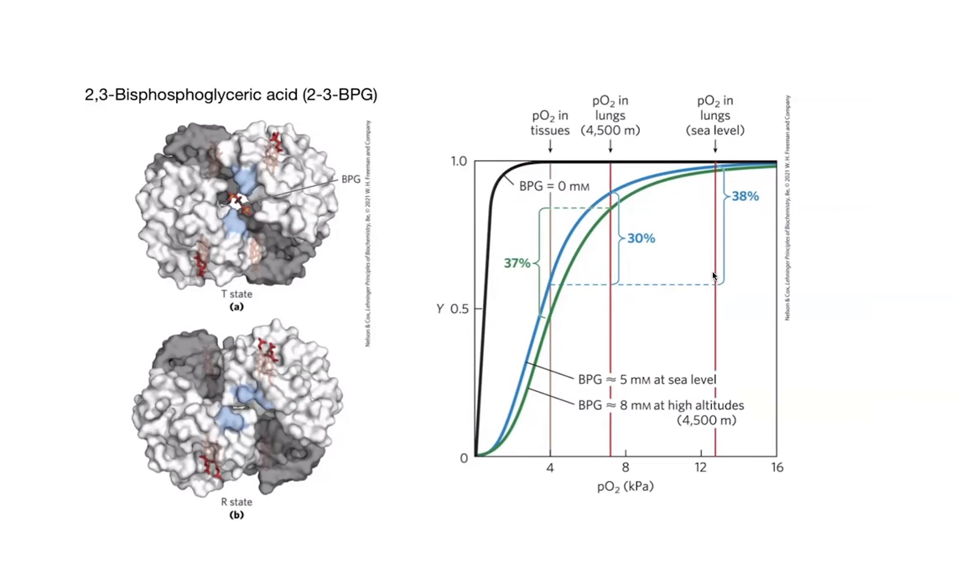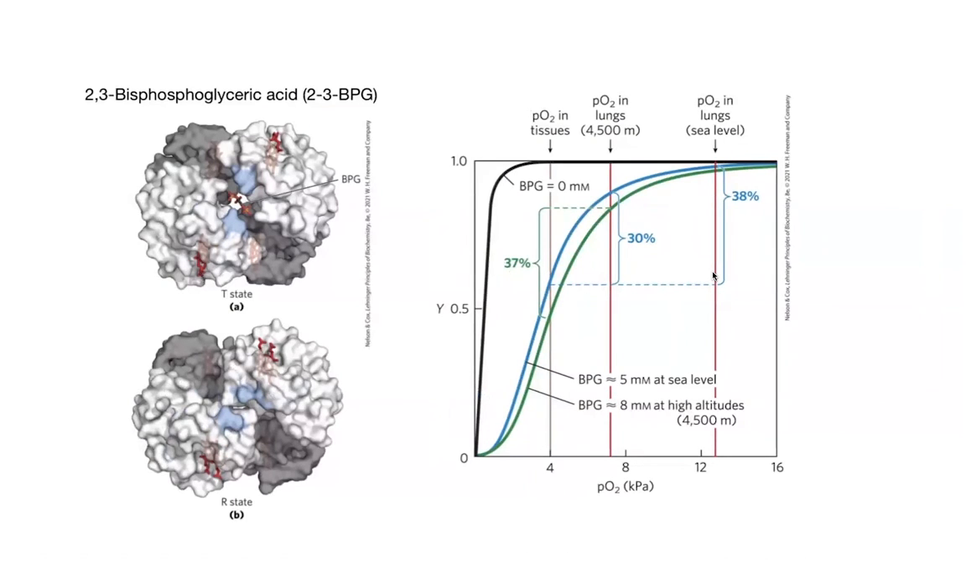We're going to be making this 2,3-BPG. So we're going to be making this in our tissues. Why does this matter? Well, this 2,3-BPG is going to act as a negative modulator. So what it's going to do is once it binds to hemoglobin, it's going to reduce the binding affinity of the oxygens. So let's think about why this might be.